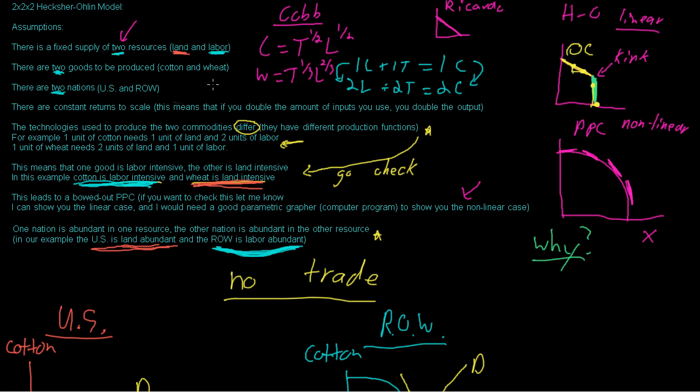The next assumption that's made in this Heckscher-Ohlin world is that there are constant returns to scale. That's what I was demoing up here. It means that if you double the amount of inputs you use, you double the output. Let's say I was using 1 unit of labor and 1 unit of land, and I got 1 unit of cotton. If I doubled those inputs to 2 units of labor and 2 units of land, I would have to get 2 units of cotton for there to be constant returns to scale.